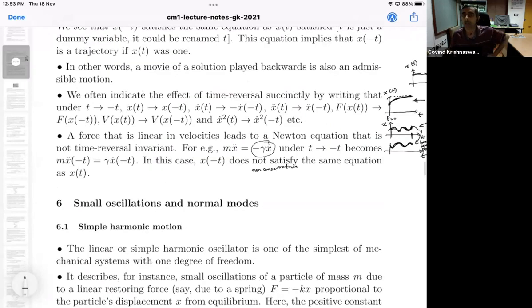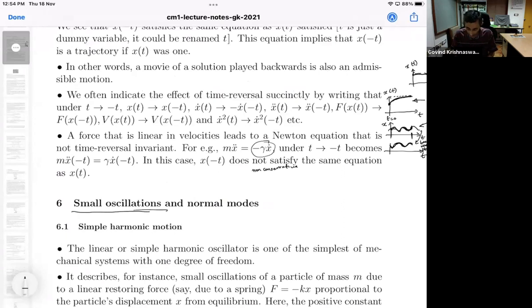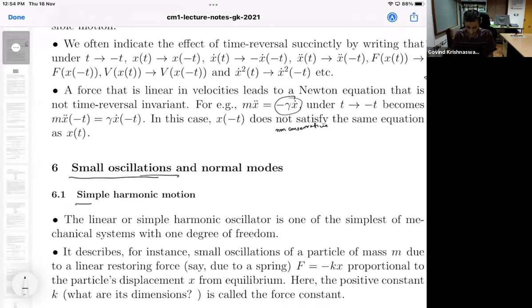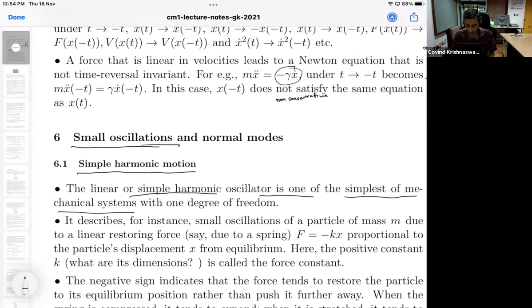Okay, so if we are comfortable with that, let me now move to a slightly different concept and a set of ideas, namely small oscillations. I want to discuss a little bit about small oscillations, and I will begin with what is called simple harmonic motion. The linear or simple harmonic oscillator is one of the simplest mechanical systems with 1 degree of freedom. We will just devote a little bit of time to understanding what this is.